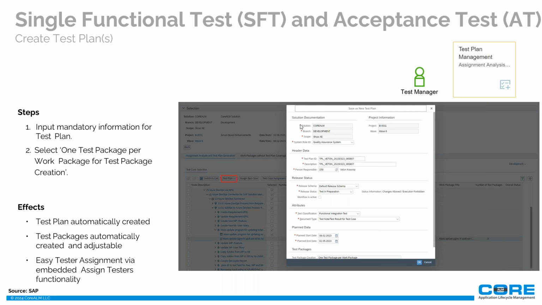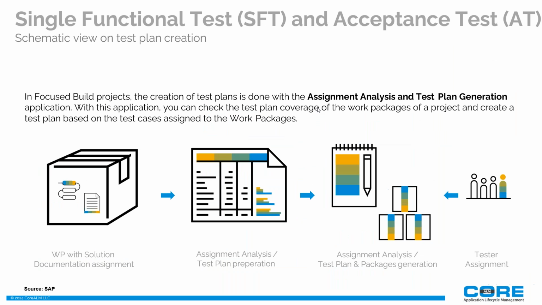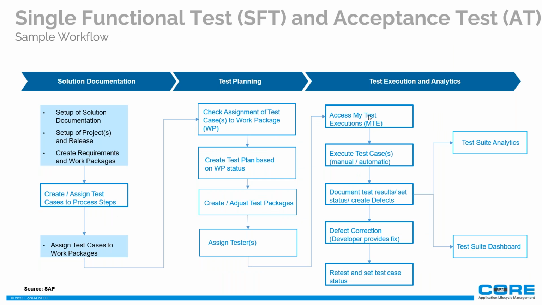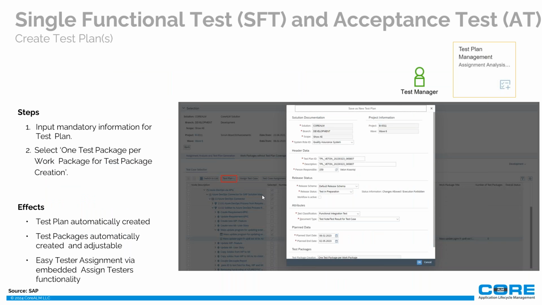Now, to go into the details of how you actually create the test plan. This is the subset of final analysis and test plan generation. Now I'm going into the details where we select the test plan. We create a work package for each test package. As the test manager, you do this and you assign them the testers. And this is how you start it.